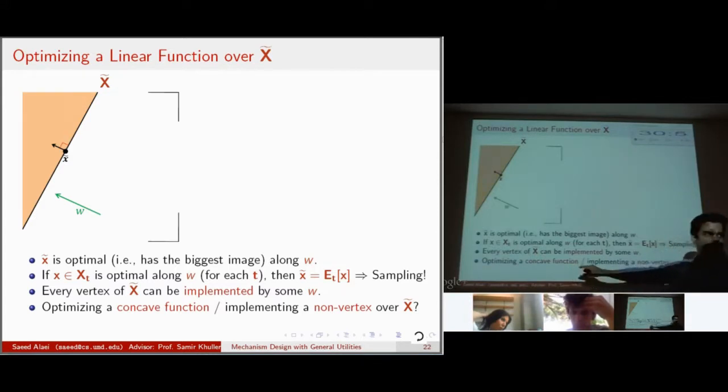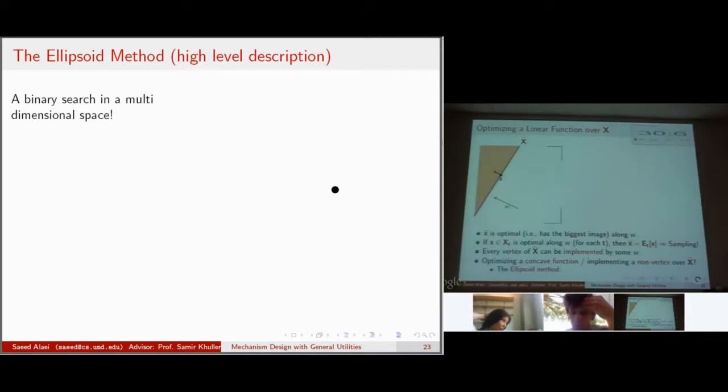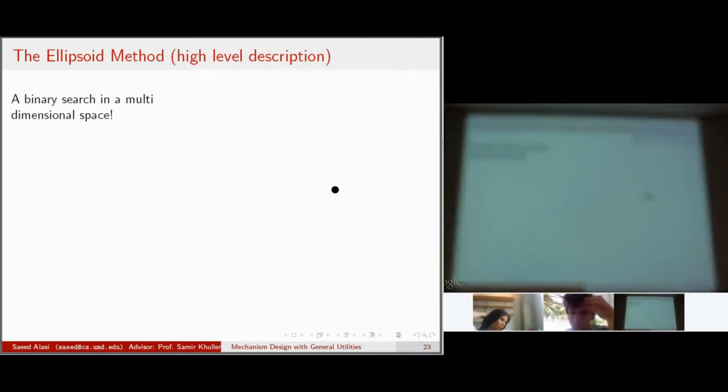So the question that we need to answer now is, how can we actually optimize the concave function? Because that is what we want to do. We don't want to just optimize a linear function. And then how can we implement a non-vertex? So the short answer is we're going to use the ellipsoid method. Here is just a 2-minute introduction to the ellipsoid method.